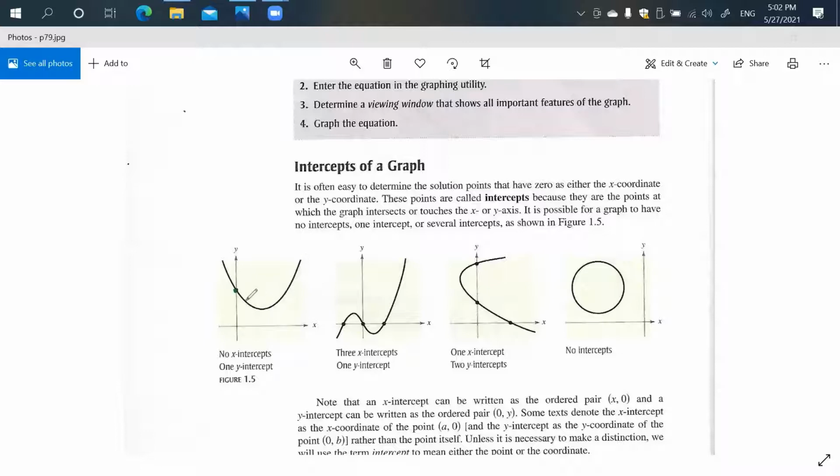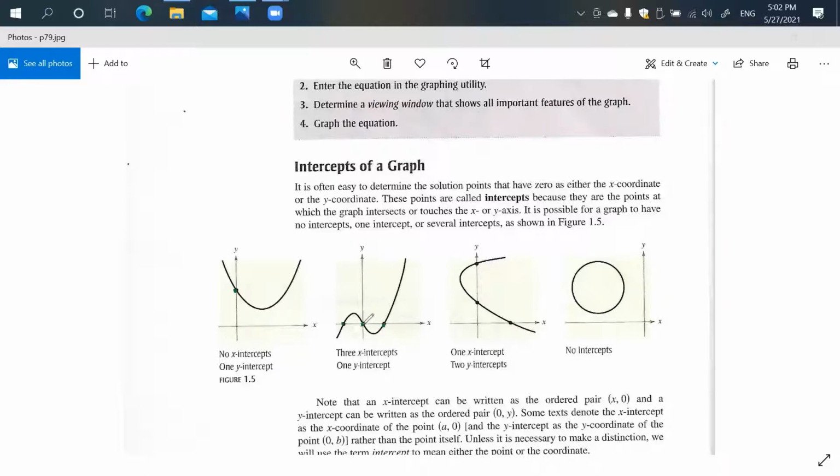And then this one, the graph did not meet the x-axis. So this one has no x-intercept. Okay, so this one has no x-intercepts. Next, this graph, you see this is the x-axis, right? So this point is the x-intercept. This point is also an x-intercept, and this one also. So we have 3 x-intercepts, and this is the y-axis.